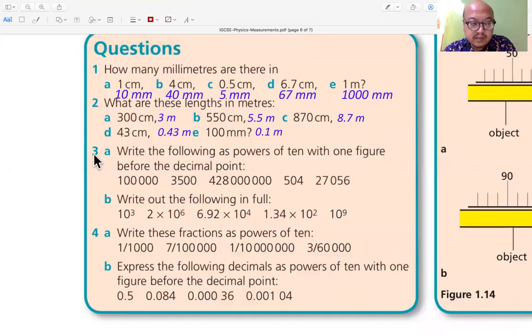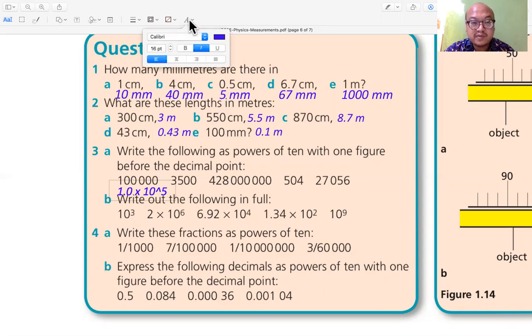Number 3A, write the following as powers of 10 with one figure before the decimal point. Oke, kita bisa tulis this is 1.0 times 10 power, 1, 2, 3, 4, 5, power 5 ya. Select this one. This is power 5.